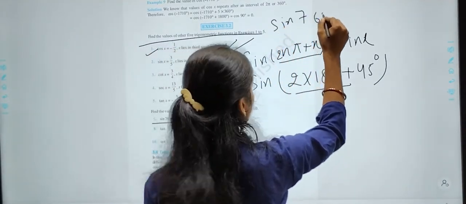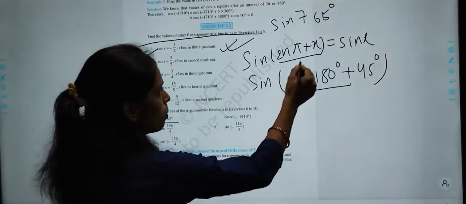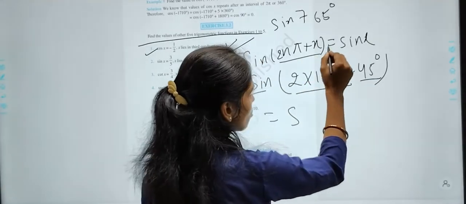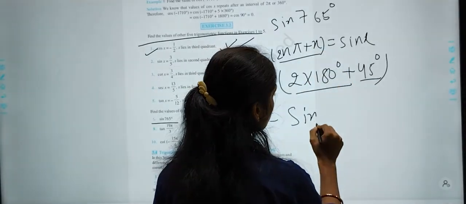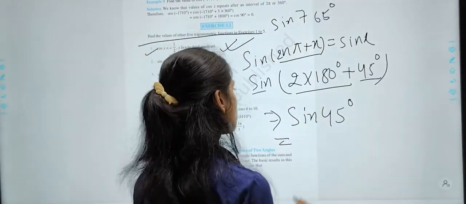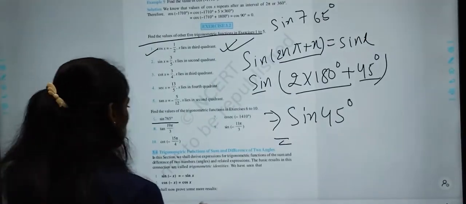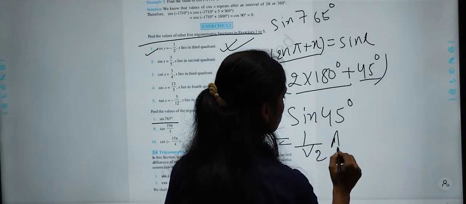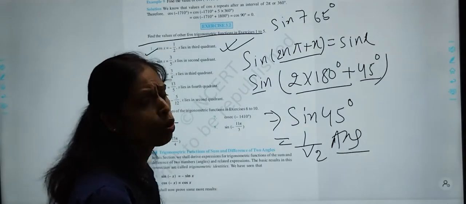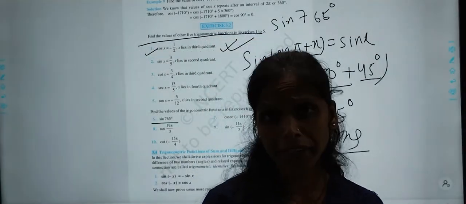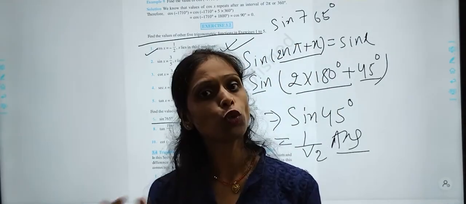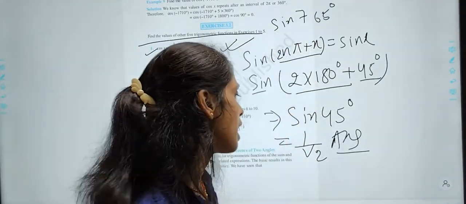That is sin 765 degree. Then you convert it to 2n pi plus x. Then sin of 2n pi plus x is equal to sin 45 degree, and you know very well from the table that sin 45 degree is equal to 1 by root 2. Then the answer will be 1 by root 2. You convert all the trigonometrical angles into terms of 2n pi plus or minus x, and then solve it. It will be very easy to solve.